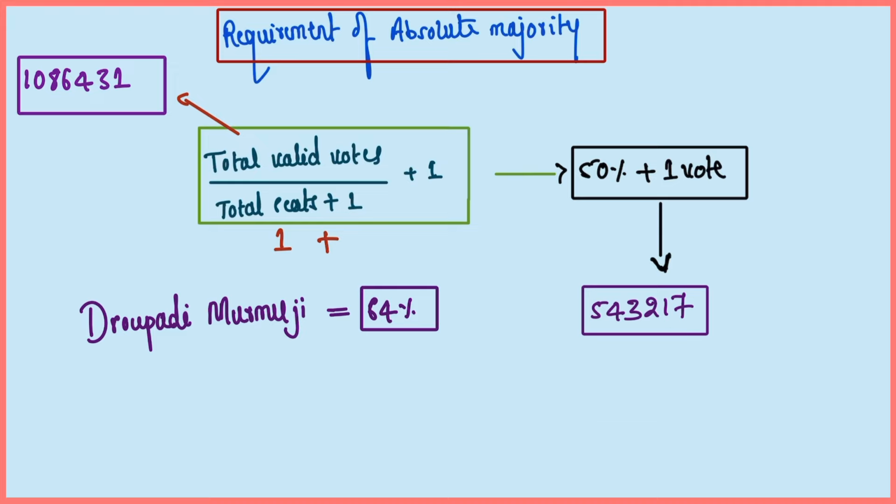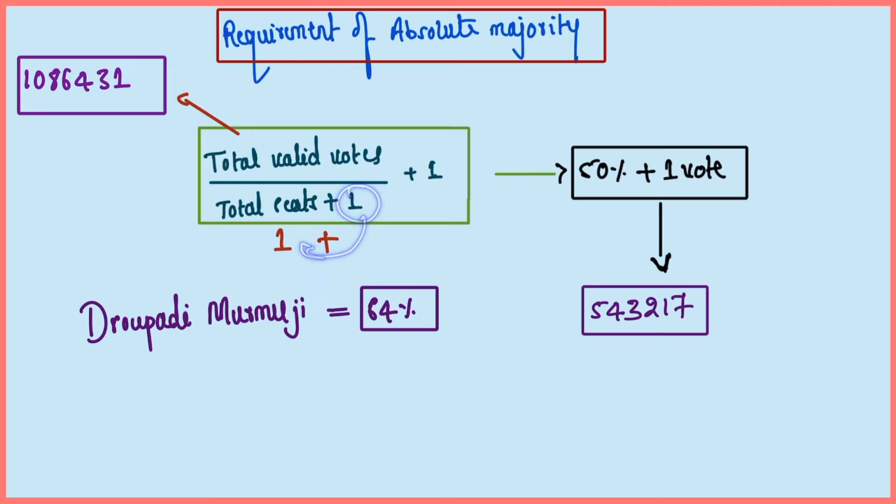And what is the formula? Total valid votes. How many valid votes are there, or what is the total strength of votes? 10,86,431, which we just calculated, right? This is the value of votes of all the MLAs and MPs. Now we divide this by total seats. Finally, how many people will become president of India? Only one, right? So only one seat is there to be filled. So one. We add one more to this.